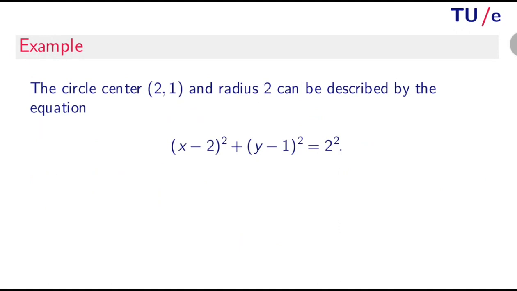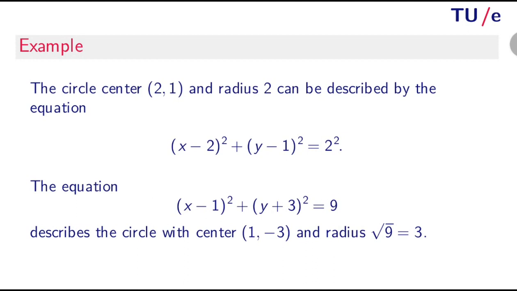So if we want a circle with center (2, 1) and radius 2, then this is given by the equation x minus 2 squared plus y minus 1 squared is equal to 2 squared. On the other hand, if we have x minus 1 squared plus y plus 3 squared is equal to 9, we have the description of the circle with center (1, minus 3) and radius square root of 9, which is equal to 3.